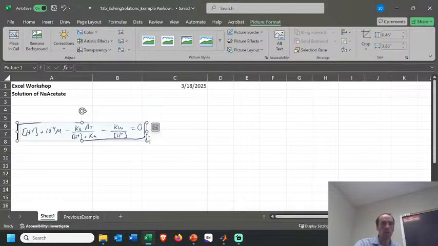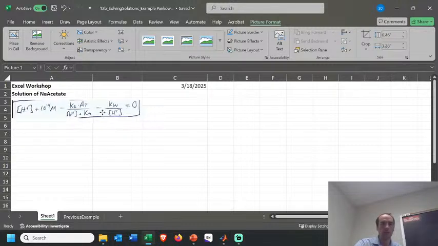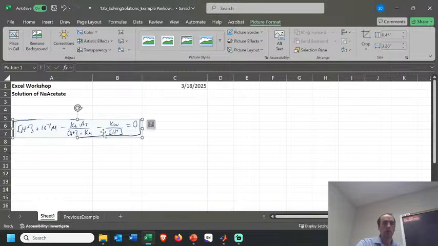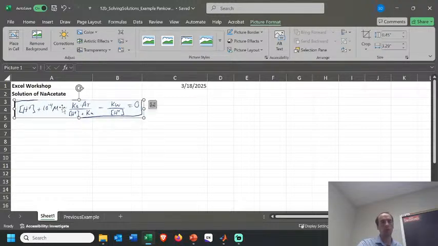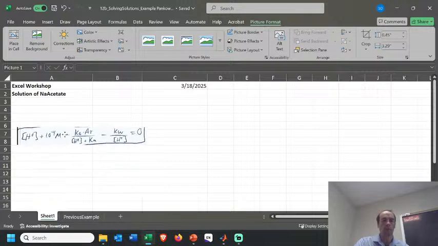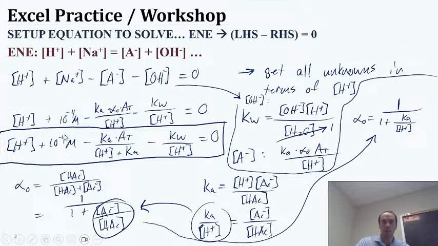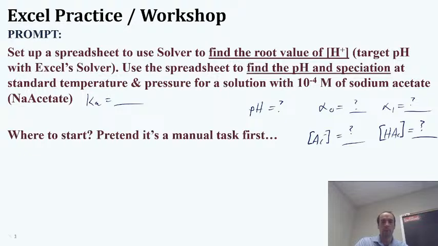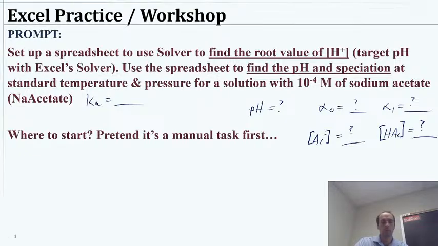So this is the equation that we derived, and we're going to have to put that into some sort of Excel formula. And probably another thing I should do is go ahead and get the prompt that we were given. I'm going to do the same thing.